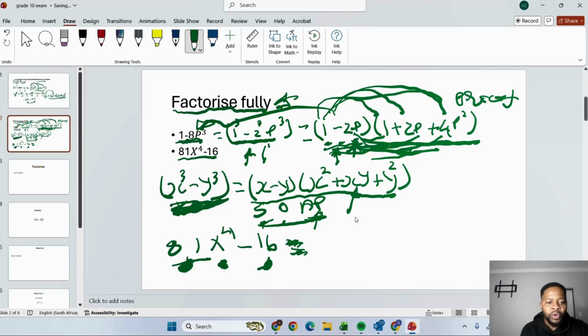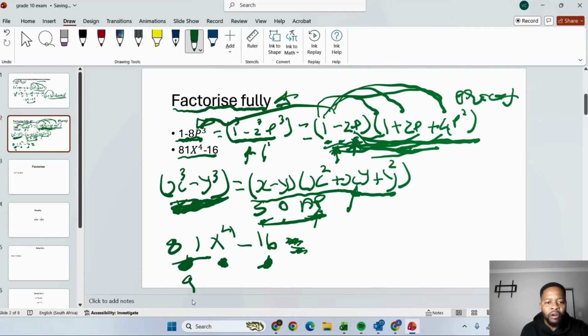So the square root of 81 is what? It is 9. The square root of x to the power 4 is x squared. The square root of 16 is 4. There are many ways that you can resolve it, but this specific exercise is easier and quicker by doing the square root of each term. So if you get the square root of each term, you just need to create the brackets like a quadratic equation. And then you put the answers of your square roots inside here.